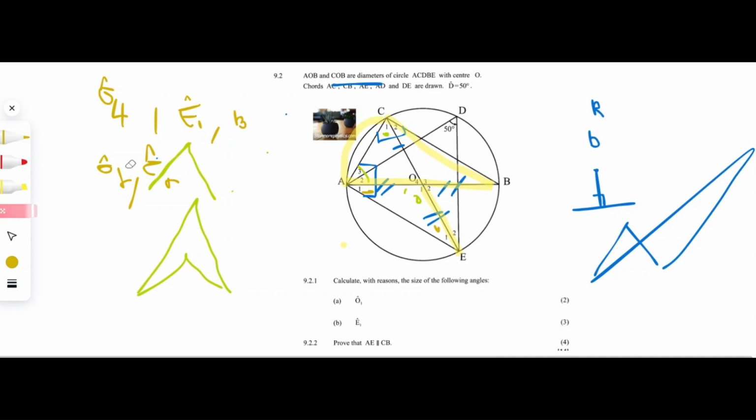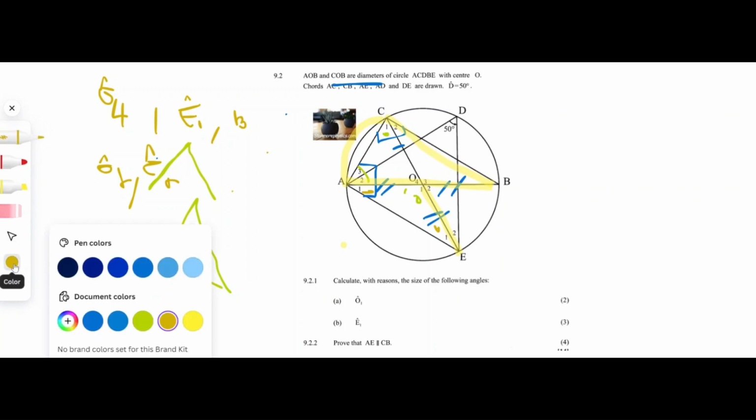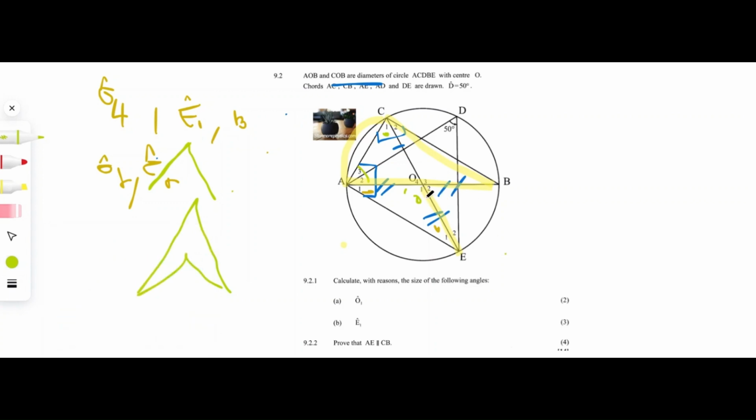So now what we want to do is continue on with the questions. 9.2.1, calculate with reasons the size of the following angles. Oh, and now that's very easy. We've already come to our answer. We've already calculated the value for O1, and it was 100 degrees because of angle at center twice as much as angle at circumference.